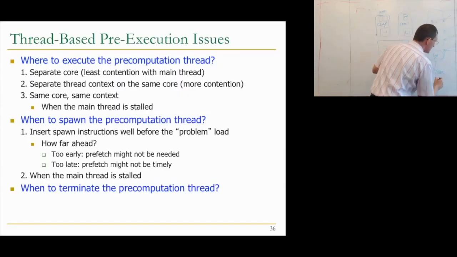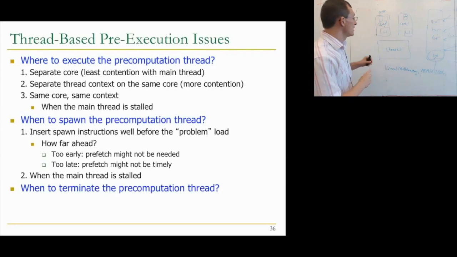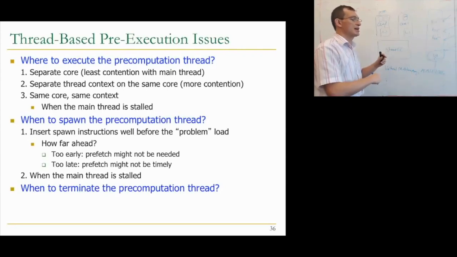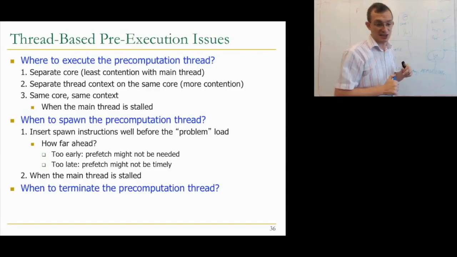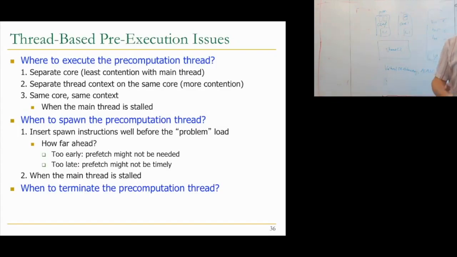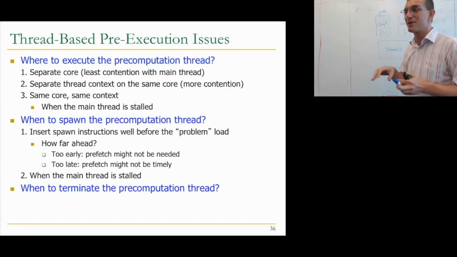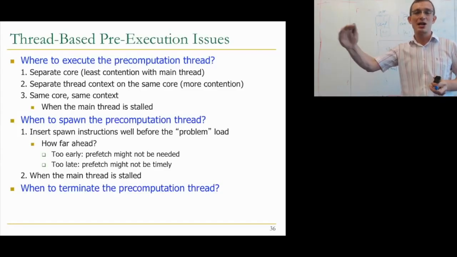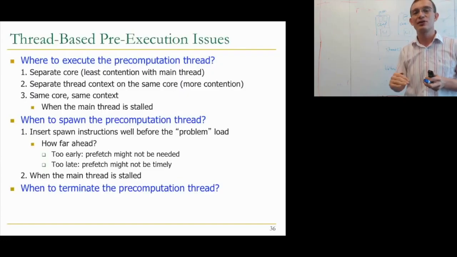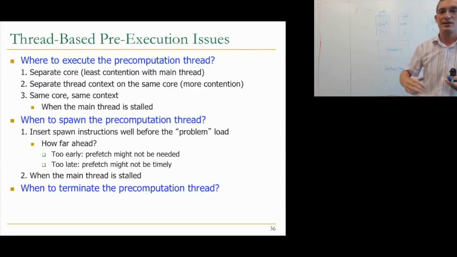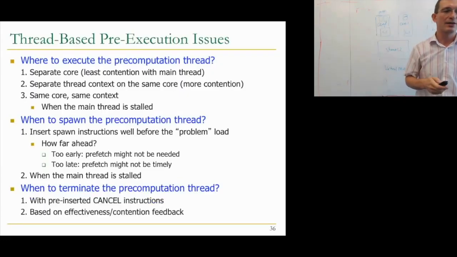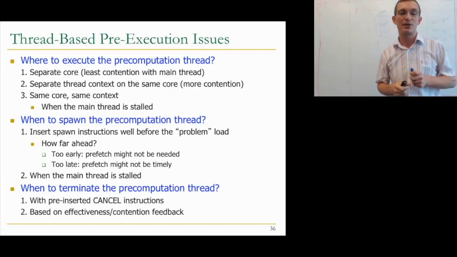This basically talks about the experiences of when a main thread is stalled, launching the prefetch thread on the same core in an Itanium processor. And of course, run-ahead execution, when the main thread is stalled, kind of launches a speculative version of the same program, right? By checkpointing, you're actually generating a new thread, if you will, of the same program. The third question is, when do you terminate the pre-computation thread?